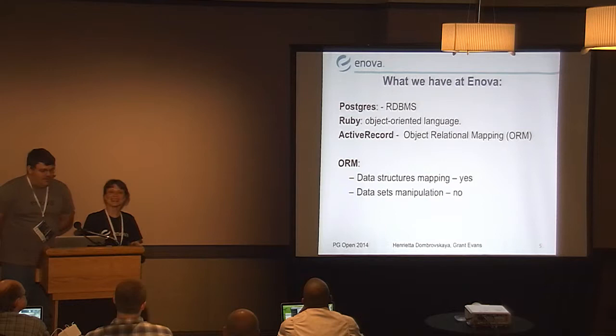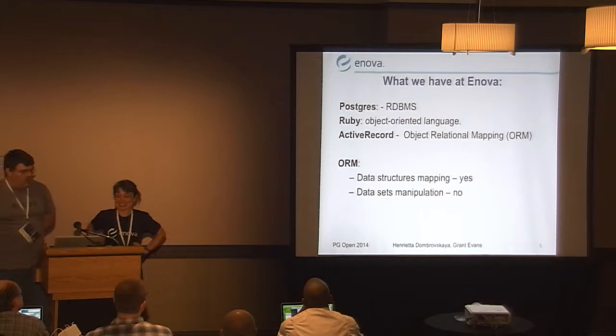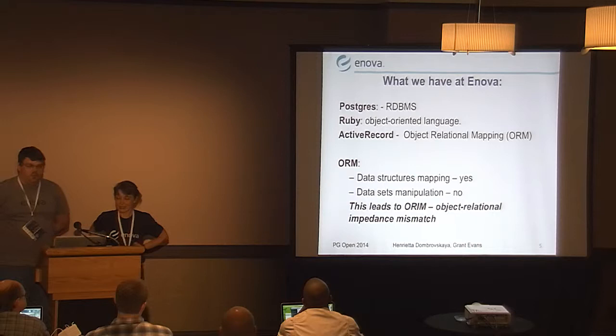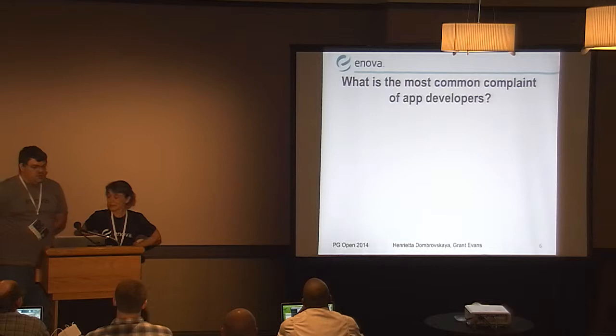Anyway, we use Postgres. Our object-oriented language of choice is Ruby, and of course we use Active Record for our ORM. Now, some of the problems we have with the ORM: it's great at mapping data structures and bad at handling sets. This leads us to our object relational impedance mismatch, which causes us some problems. And one of the most common complaints of app developers that we hear.